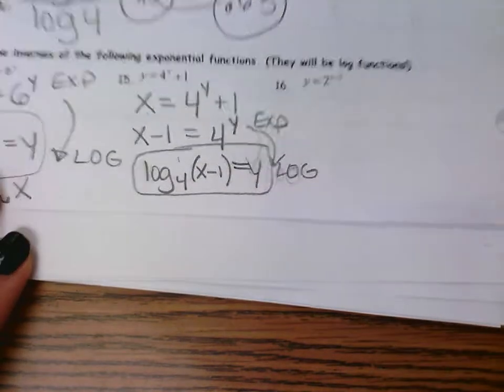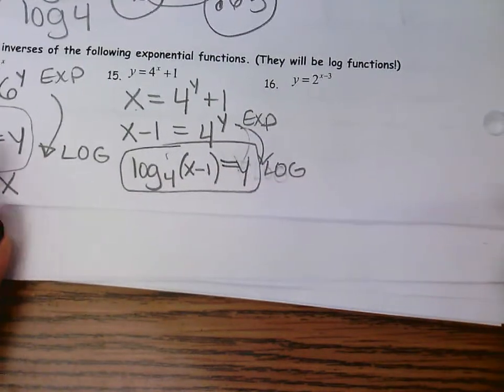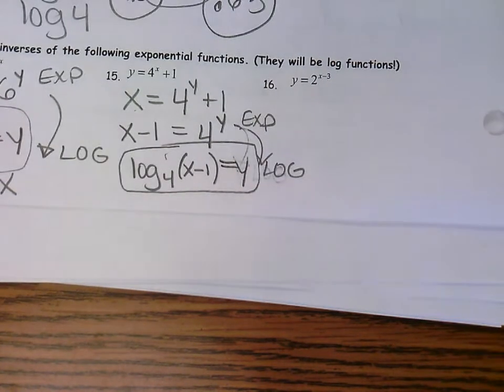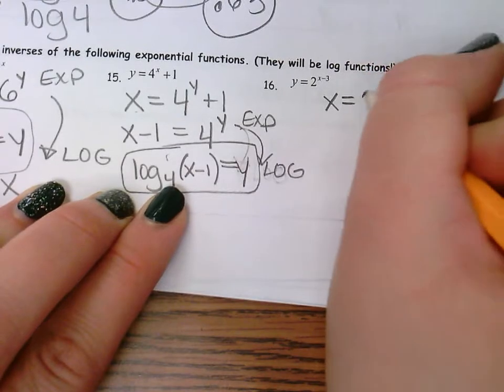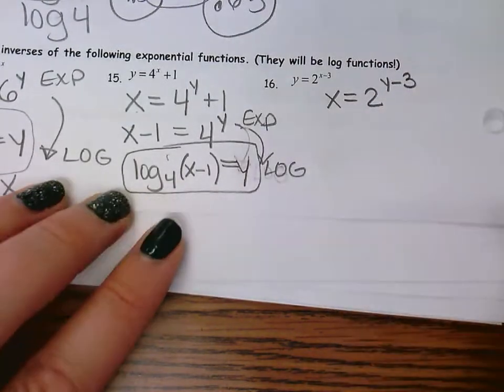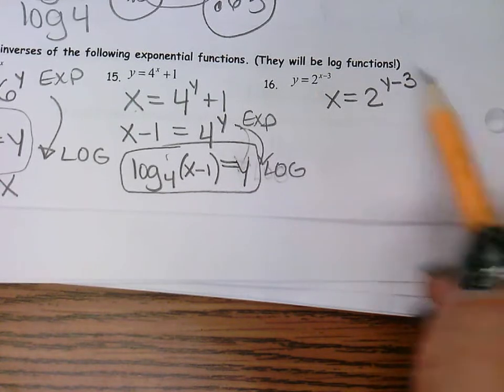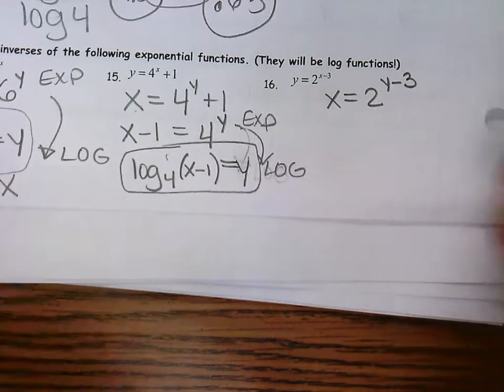You want to try 16 on your own? Why don't you try 16 and we'll check our answer in just a minute. So at least you've tried it first. X and y first. Okay. Is the exponent piece by itself? Yes, it is. So I don't have to add something to the other side. I'm just going to change form.